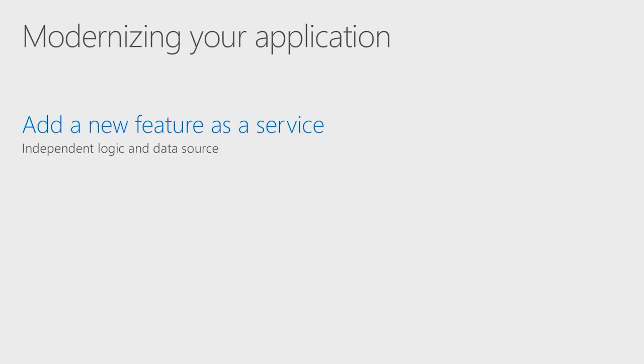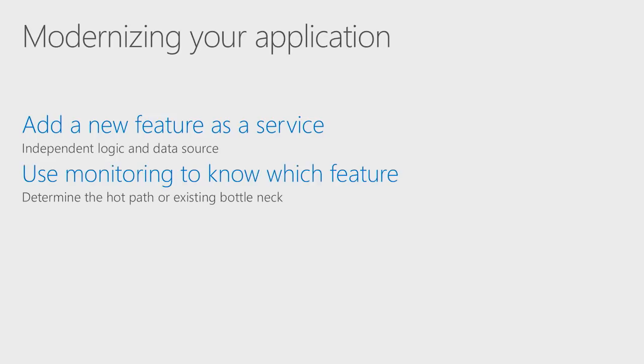So how do you decide where you're going to begin to add new features? The first one is if you have a new feature coming up and it's fairly independent logic-wise and data source-wise, this is a great opportunity for you to try out adding a new service in Service Fabric. Another place is where we can use monitoring. We talked about monitoring from a more global, broad perspective, but we can put monitoring in our application to determine hot paths and existing bottlenecks where we're not able to scale. If we see a hot path or a bottleneck in our application and in our architecture, we can extract that out into a separate service.